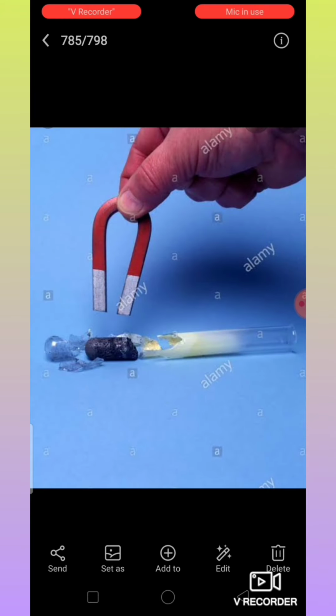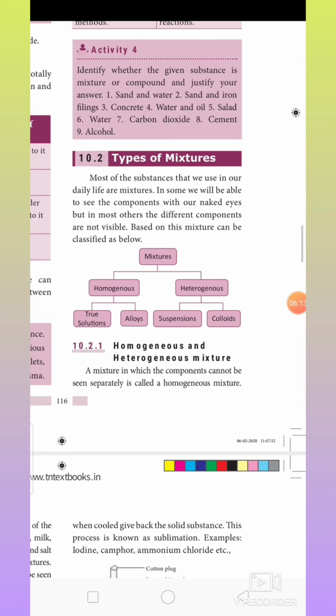So if I bring the magnet again towards that iron sulfide, what happens? No effect can be found. The magnet doesn't attract anything. So what is the matter? A compound produces a new product. It will not have the properties of the iron and sulfur. Okay, it is clear. Now let's see the types of mixture. Most of the substances that we use in our daily life are mixtures.